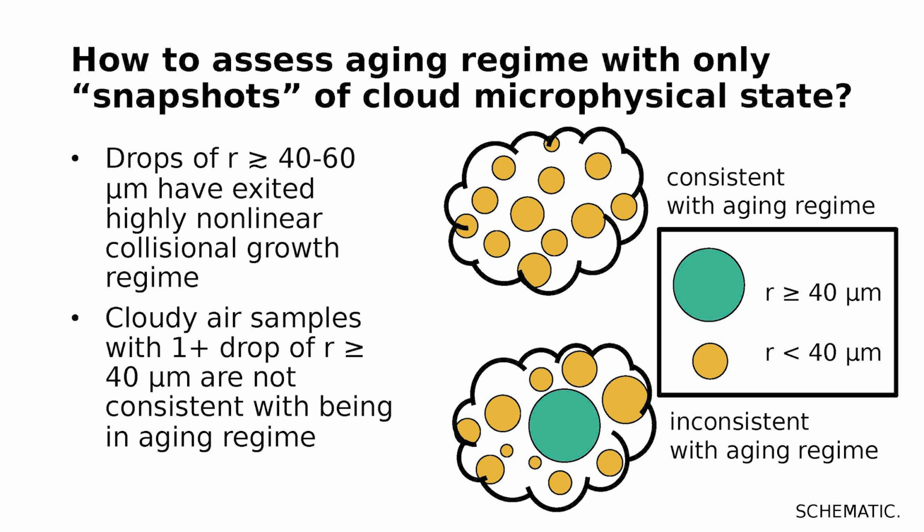If we recall what's actually happened in collisional growth, drops above around 40 to 60 microns have exited this highly nonlinear collisional growth regime. So what we say here is that cloudy air samples that have more than one drop above this size threshold are not consistent with being in this aging regime. I have a schematic here of a bunch of small particles that are going to be consistent, and if we have a single or more large drop, the sample is categorized as inconsistent with the aging regime that the CMIP models are neglecting.